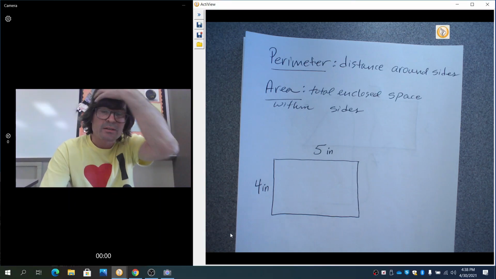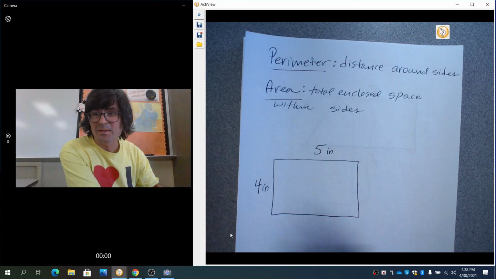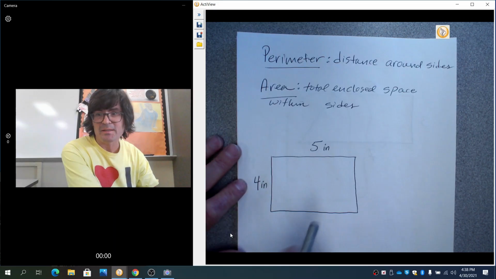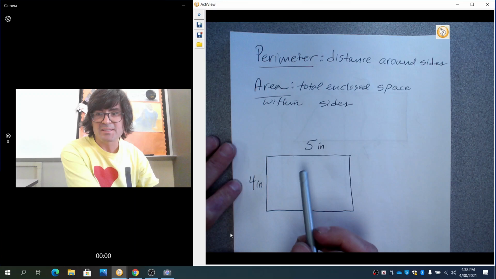Hi guys, in this segment we're going to talk about perimeter and area. These are two really easy concepts that you don't need to get confused at all. I'll walk you right through them.